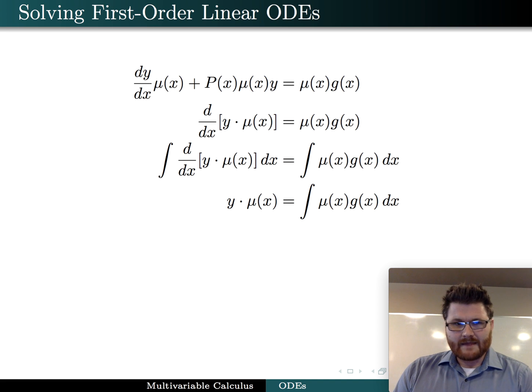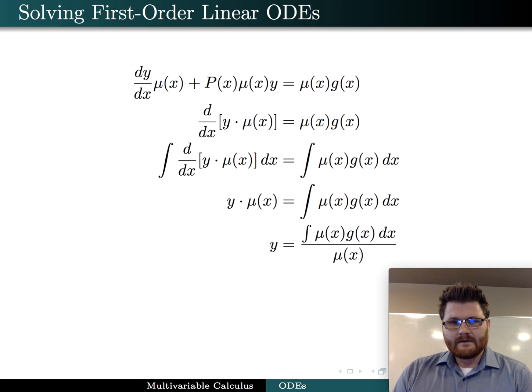And if we can do that, then we can solve for y by just simply dividing both sides by mu. And so here we have a solution to our differential equation. All we have to be able to do is integrate mu times g and then divide by mu, and we've got an answer.